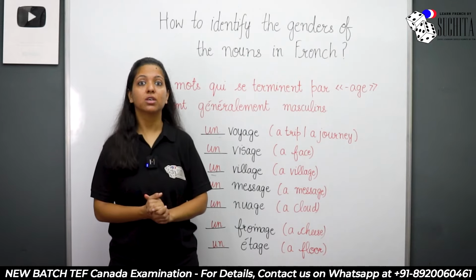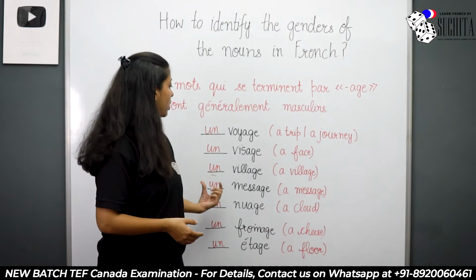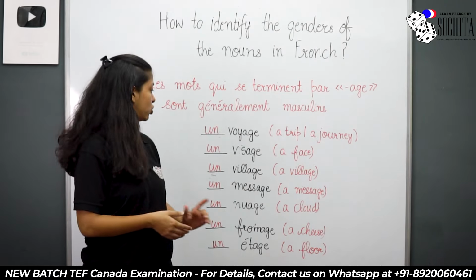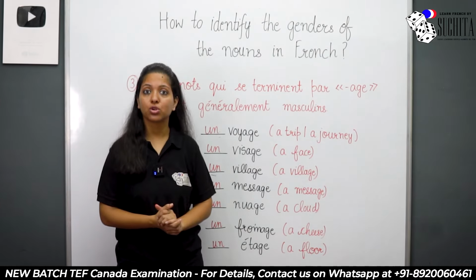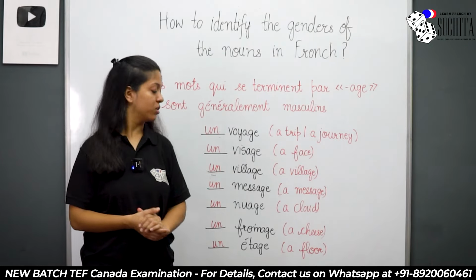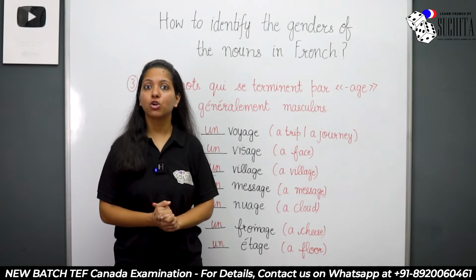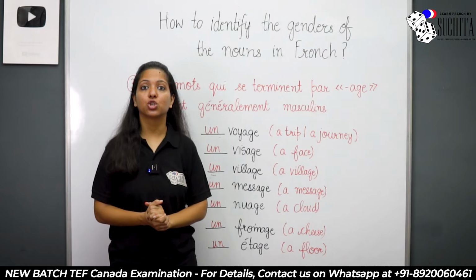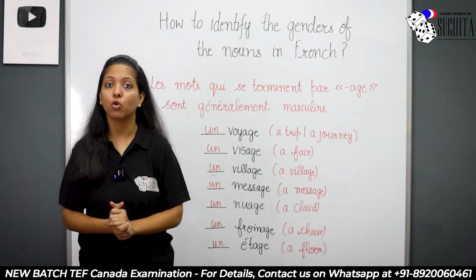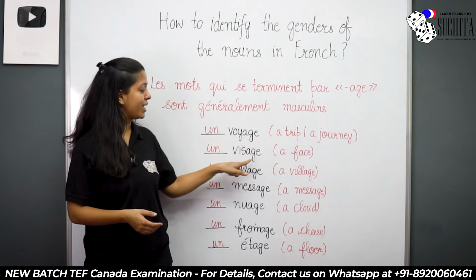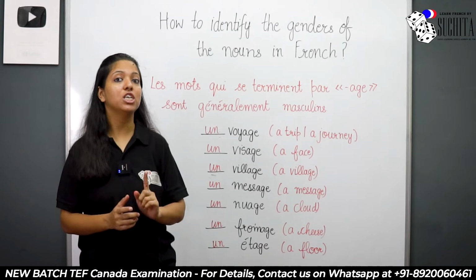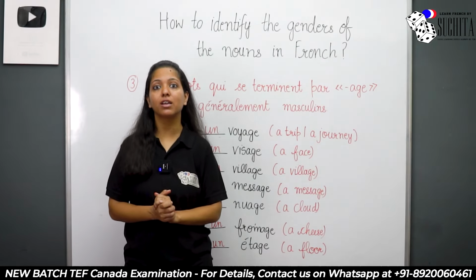Un village, a village. Un message, un message. Un nuage, which means a cloud. Un fromage, a cheese. Un étage, which means a floor. So you see all of them are ending with age and all of them are masculine. So the words which end with age, generally those words are masculine.